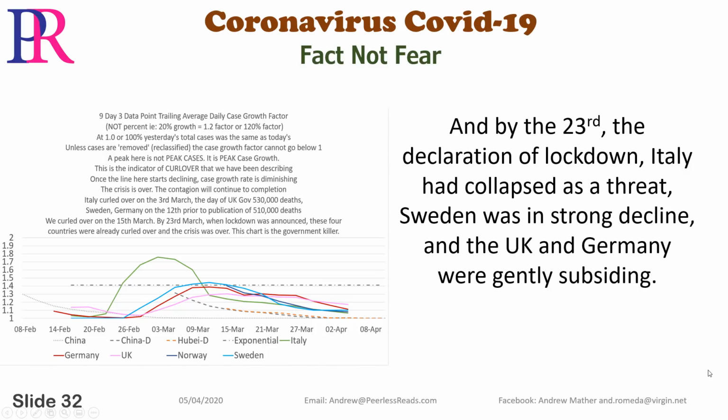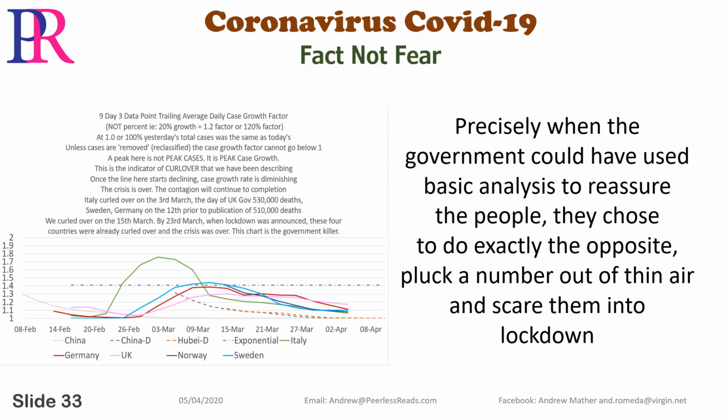And by the 23rd, the declaration of lockdown, Italy had collapsed as a threat. Sweden was in strong decline, and the UK and Germany were gently subsiding. Precisely when the government could have used basic analysis to reassure the people, they chose to do exactly the opposite, pluck a number out of thin air and scare them into lockdown.